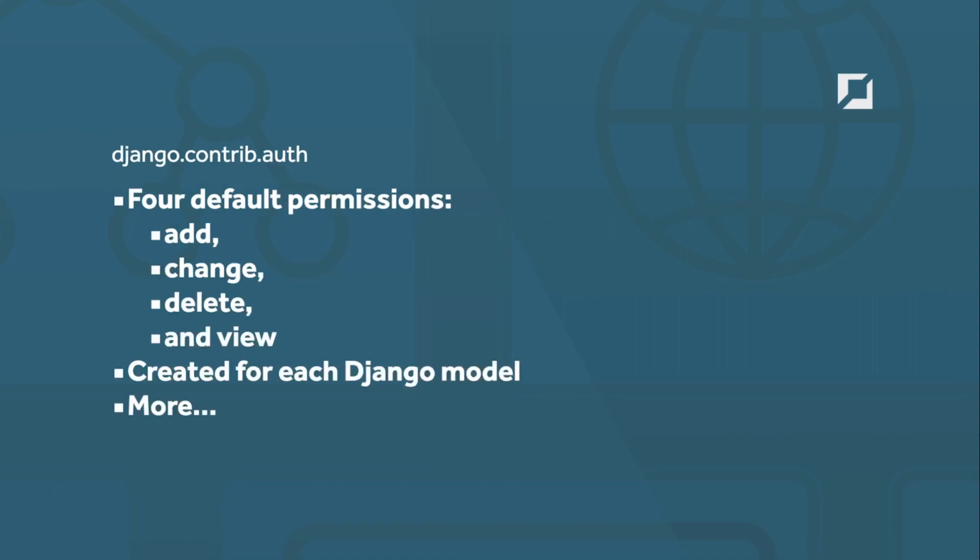So by default, anytime we create a new model, Django will create 4 default permissions. If we were to create a new model, which we're going to do, and then migrate that, Django will automatically create 4 default permissions, which will move into the database. And that will be to add, change, delete, and view that model. So that's managed automatically and created for each and every Django model that we migrate.